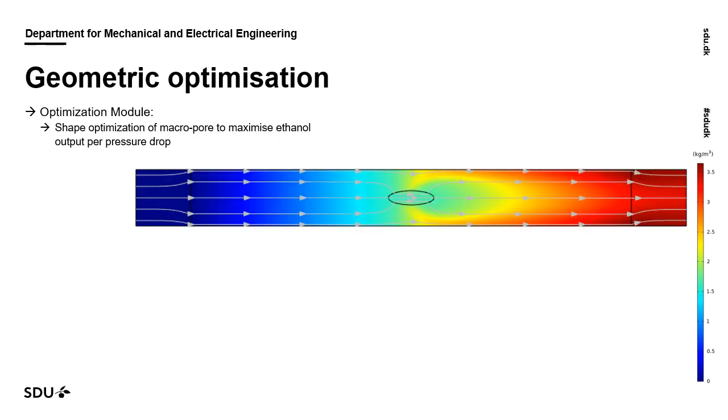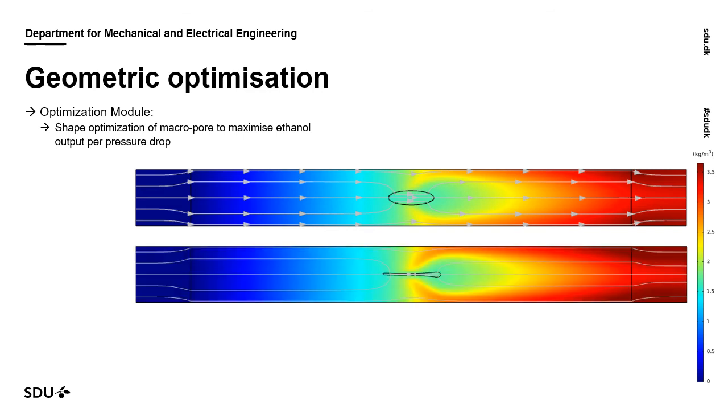So then we incorporate the Optimization module and we do shape optimization of this macro pore. We start with this elliptic shape we found from the parametric study, and we get something like this, a very elongated, very thin fluid macro pore. This increases the ratio of the production to pressure drop. It reduces the pressure drop and increases the ethanol output.